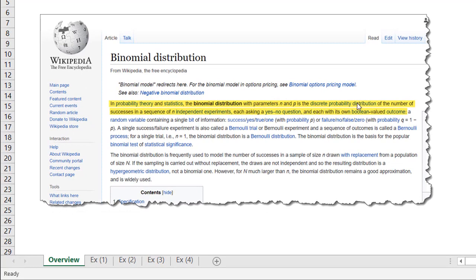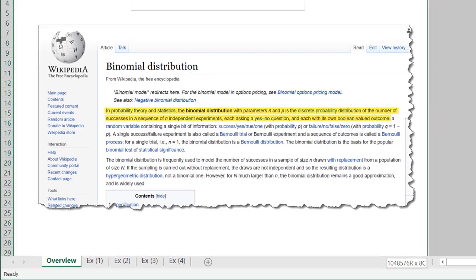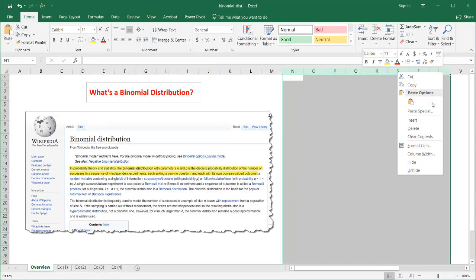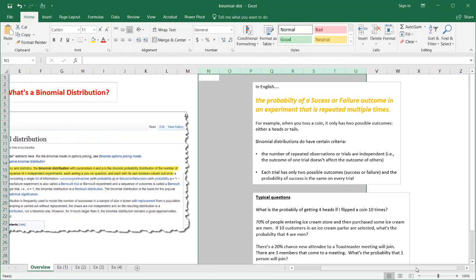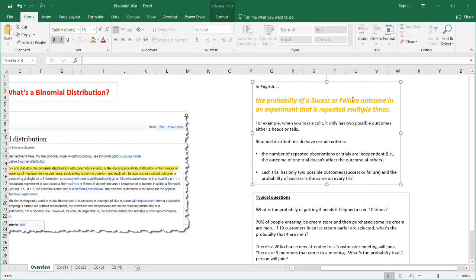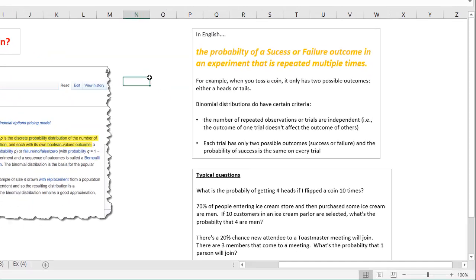It's a discrete probability distribution of a number of successes in a sequence of n independent experiments, each asking a yes or no question and each with its own Boolean valued outcome. Well, that was a lot. But if we were to put it in plain English, what would that be? Basically, we are talking about the probability of a success or a failure outcome in an experiment that is repeated multiple times. All right, so that probably is a very succinct and brief description of what a binomial distribution is.